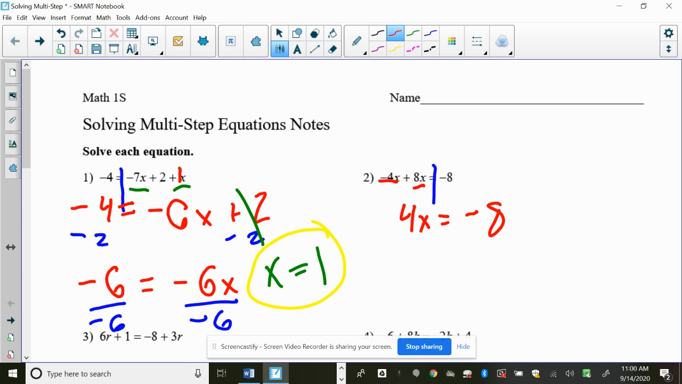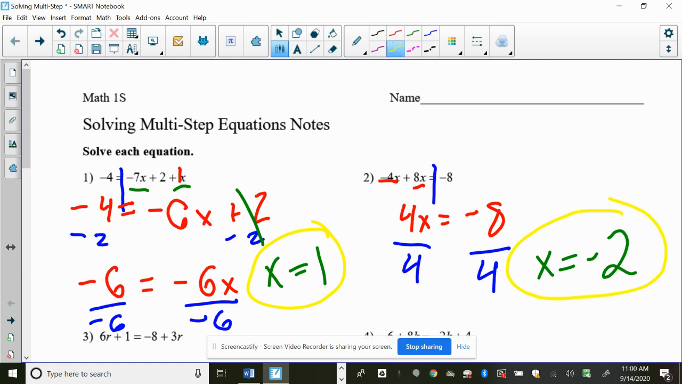This is actually simpler than the first one, right? Because all we have to do is get rid of that 4 in the front, and we'd be good to go. If it's 4x, we want to divide both sides by 4 to get rid of that 4. So x equals -8 divided by 4, -2. So that would be our final answer. Remember, our final answer in these is always x equals some number.